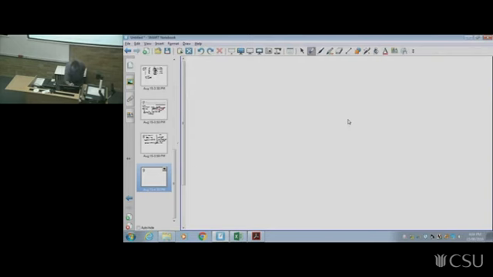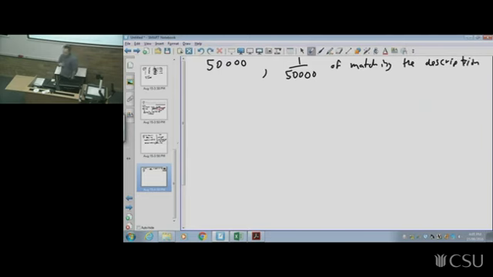So we've got 50,000 people. We have a probability of 1 in 50,000 of matching the description. Let's work out the probability of different numbers of people matching it. Let's do a simple one. What's the probability that exactly one person matches the description in 50,000 people? 1 in 50,000? No, it's not.